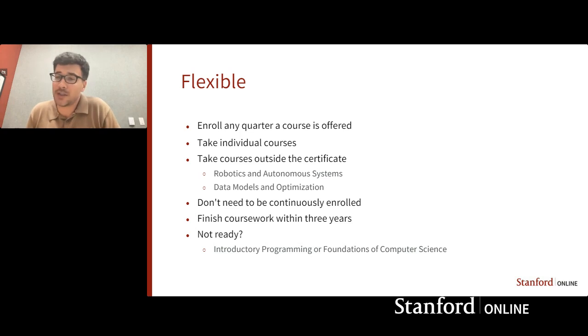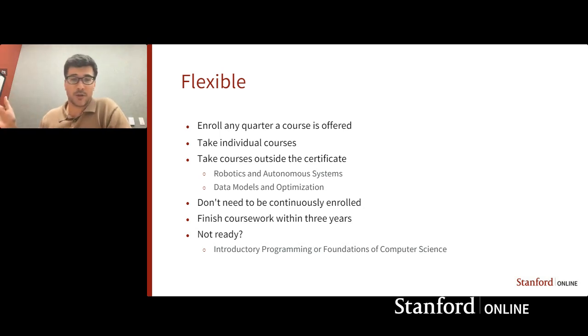So each individual course is quite intensive. They can be up to 15 to 25 hours of work across 10 weeks because it's a quarter. But you can enroll any quarter that a course is offered. So if you want to take a course this spring, our enrollment for spring is open right now. But if you don't, you can apply in the summer or the fall or the winter. Anytime a course you're interested in is offered, you can apply to take a course.